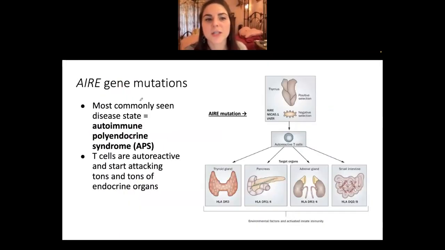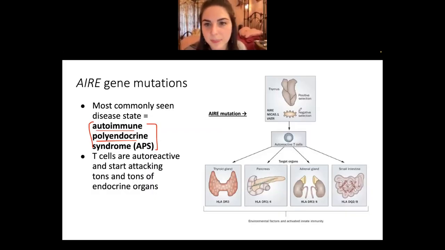So AIR gene mutations present as a disease state, which I don't think we talk about in the immunodeficiency lecture. I don't think we do. But just keep in mind, it's called autoimmune polyendocrine syndrome. Autoimmune polyendocrine. And again, it's polyendocrine. We're going to have a lot of endocrine issues because for whatever reason, it's just not able to show endocrine organs. It can't show these different antigens from these different endocrine organs, most commonly with AIR mutations.